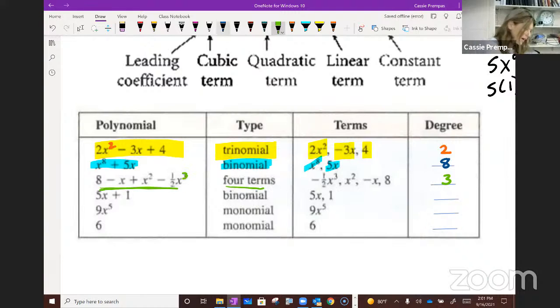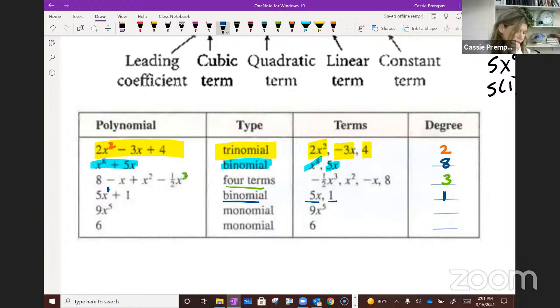The next one is a binomial. You can see that because it has 2 terms. The 2 terms would be 5x and 1. What would be the degree of this binomial? 1. Awesome. There's always an invisible 1 if no exponent is shown.